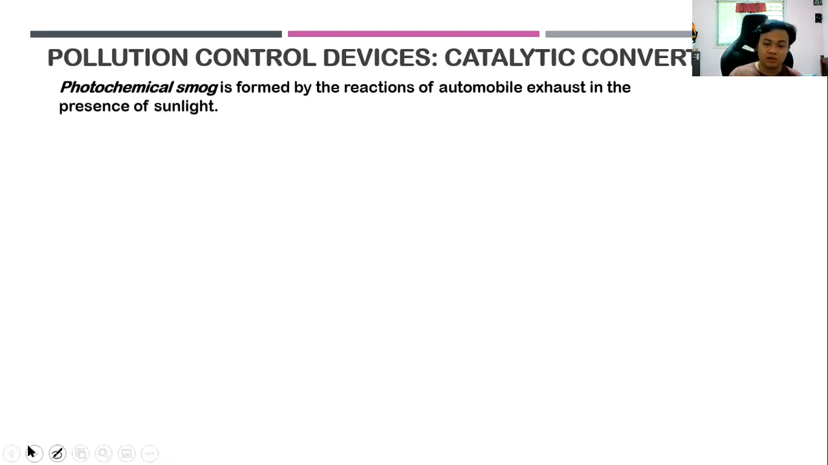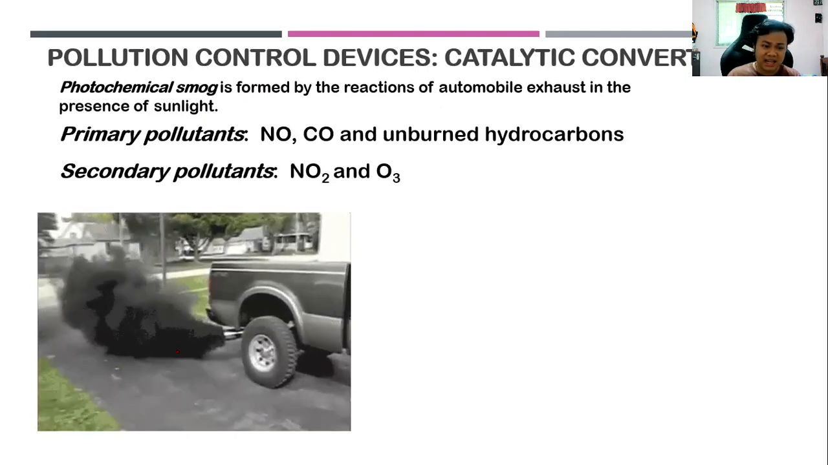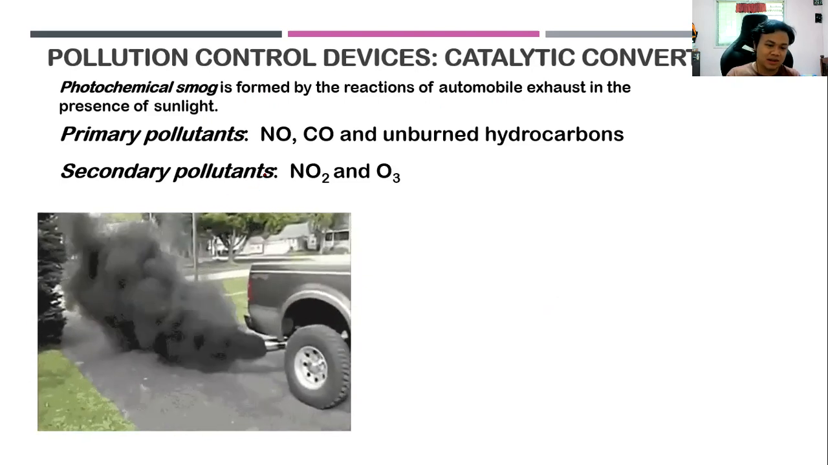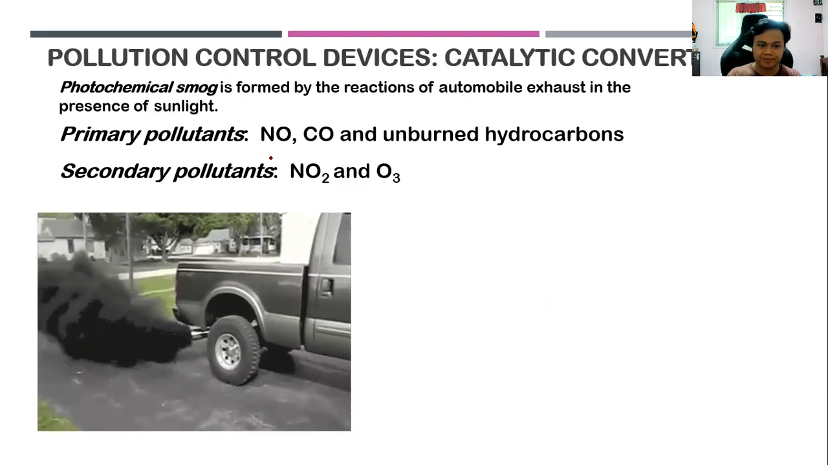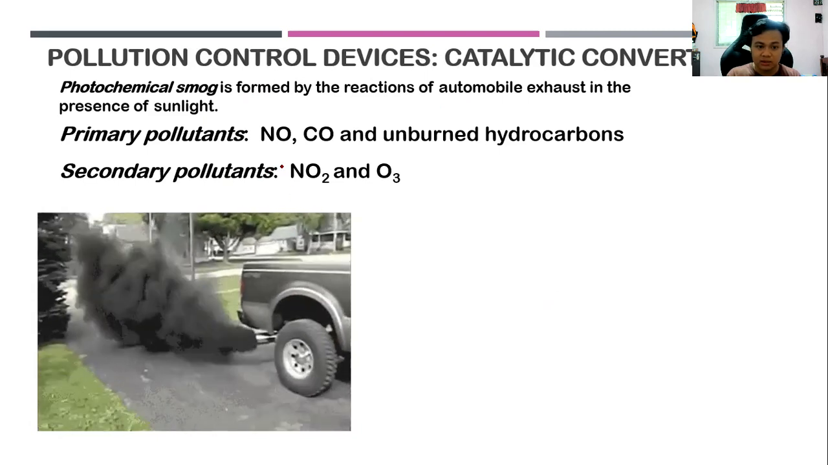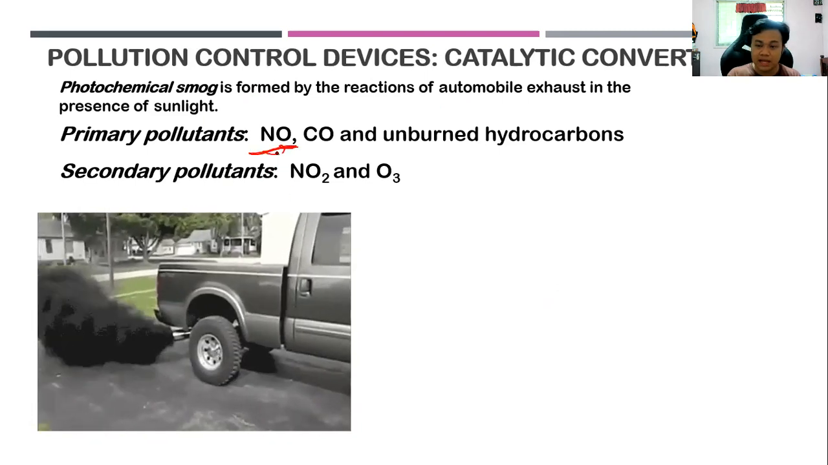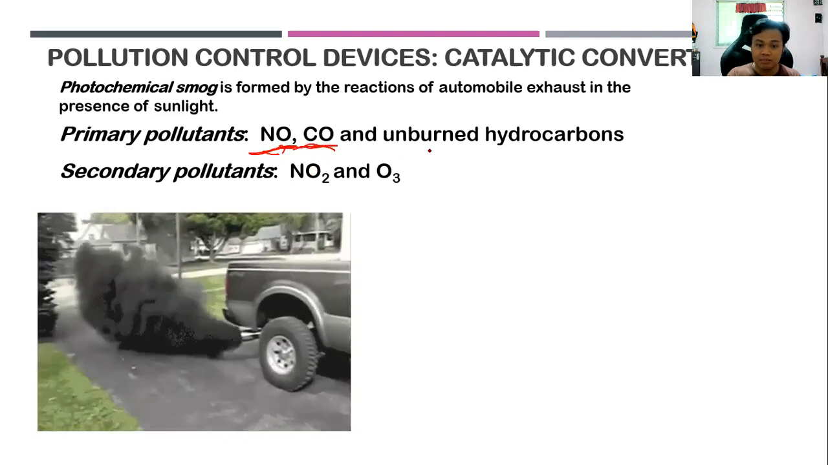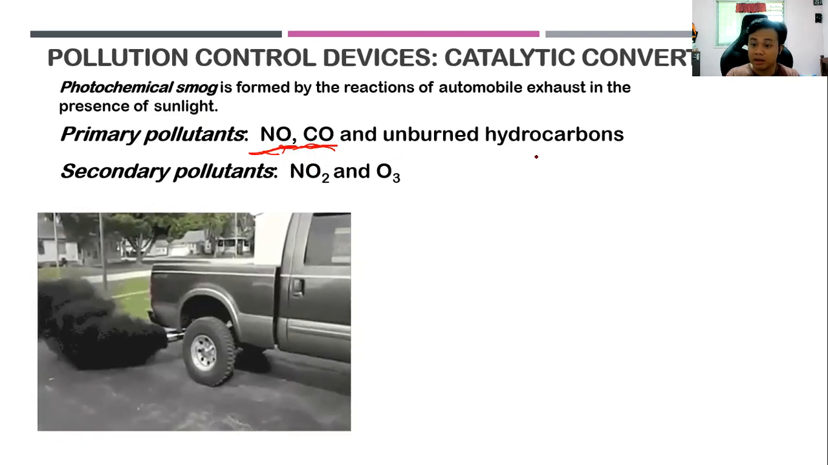First, I have to tell you about the photochemical smog. Photochemical smog is a combination of smoke and fog. Smog is formed by the reactions of automobile exhaust in the presence of sunlight. For example, we have this kind of exhaust, guys. I don't want to get near to that. As the engine burns the fuel in your automobile, it produces these pollutants: nitrogen oxide, carbon monoxide, and unburned hydrocarbons.